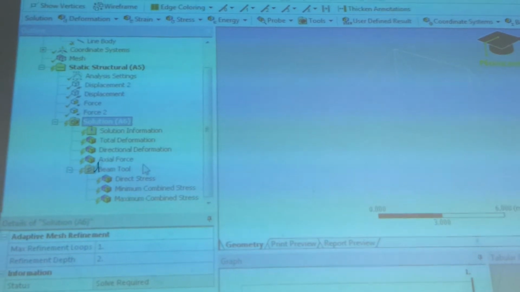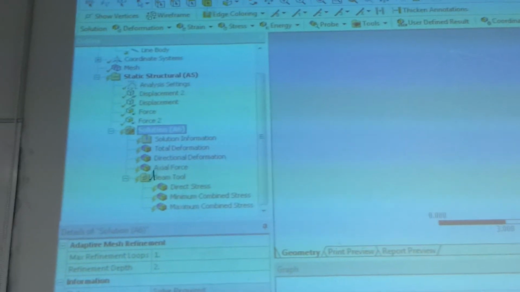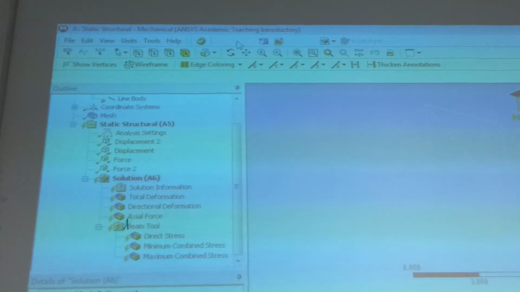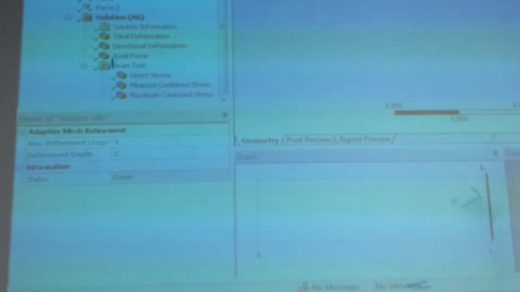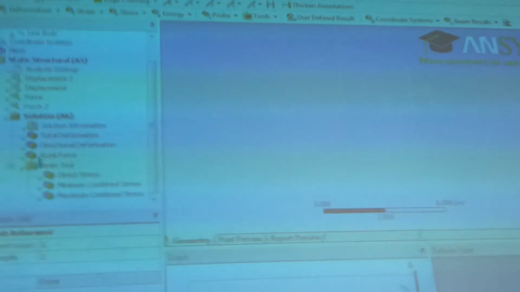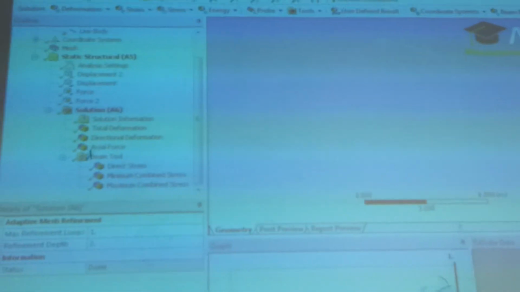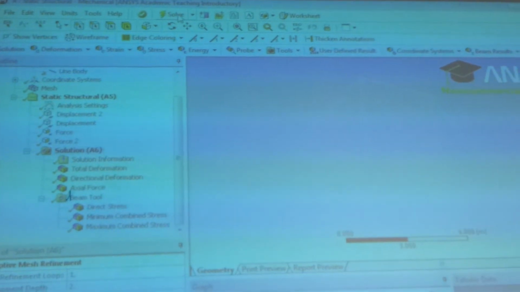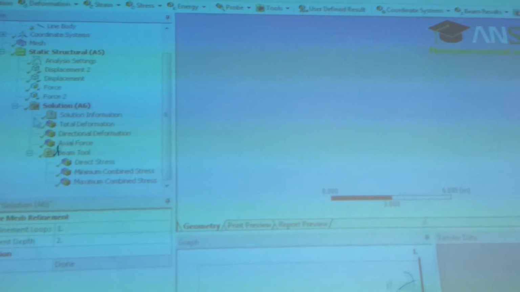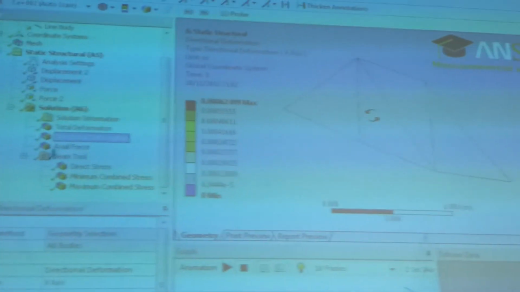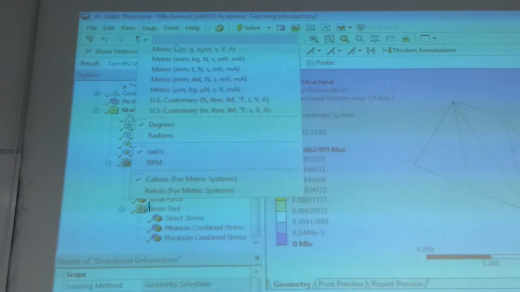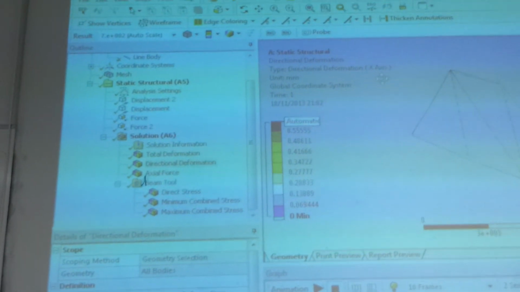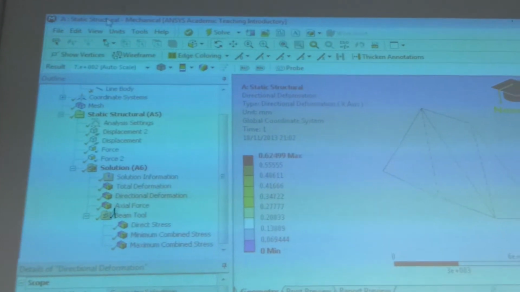You just tell them here what they have to determine, and with the solve button, it solves the problem. Depending on how many people are using the software, it does the calculations. You now have all the solutions included that you need. Let's have a look at it. Directional deformations. If it helps you, you can use millimeters with the units. So it comes now in millimeters.